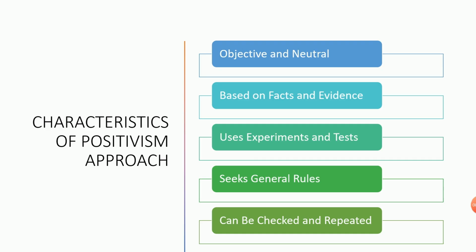There are certain characteristics of this positivism approach. First, it is objective and neutral, no bias is there. Then it is based on facts and evidence only. Without any proper evidence or fact, it is not properly approached. Then it uses experiments and tests, seeks general rules, and lastly, can be checked and repeated. In the example I have given, the sun rises from the east. This could be checked by any person throughout the world and also could be repeated many times. So these are the characteristics of the positivism approach.